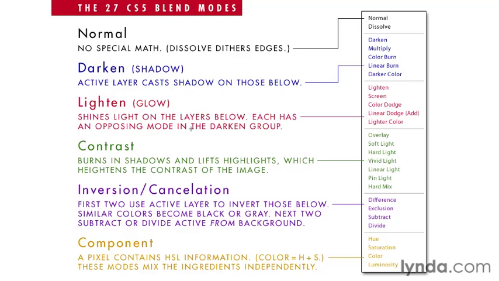All right, dropping down, once again, we've got the contrast modes, and the contrast modes burn in the shadows and lift the highlights, which heightens the contrast of the image. So you're basically applying a combination of multiply and screen together in order to create a heightened contrast effect. So your number one mode, the best of the bunch here, is overlay.